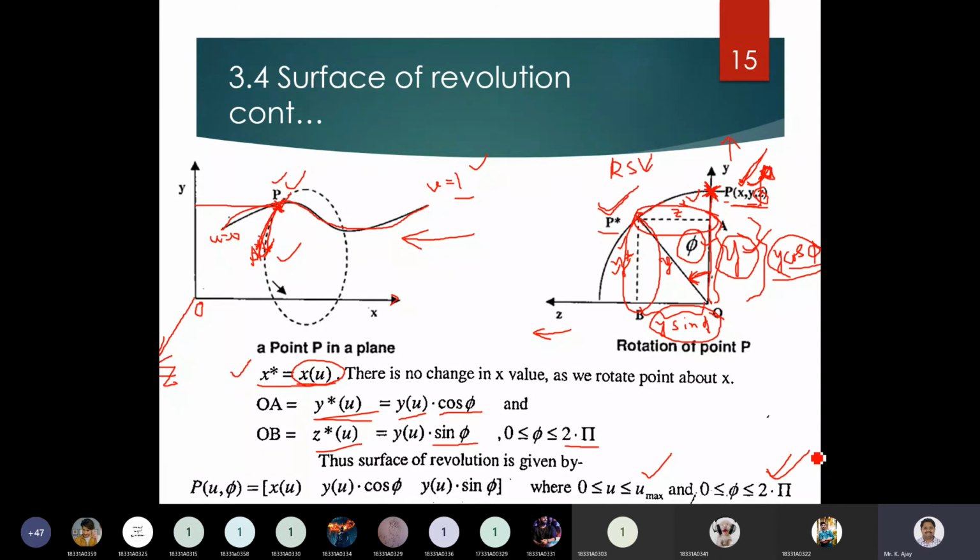Okay, why? Because what is the use of rotating some more than 360 degrees? By rotating 360 degrees, I can make a complete rotation. Even if you rotate afterwards, you are going to repeat the same operation again and again. You are not going to create any new surface. That's the reason the maximum value for phi would be 2 pi. In between, you can vary. Fine.